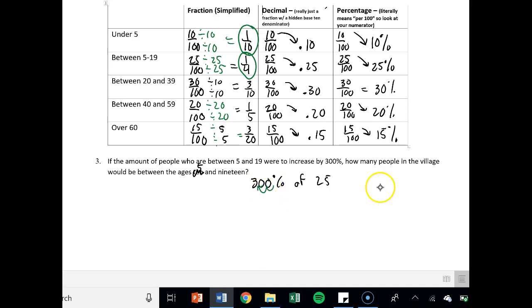So we're really just saying what's 25 times 3. And that makes sense because our number should be bigger, more than 25 people, because I'm taking 300% of it, right? This is 15 carry 1, that's 75 people. All right, so that's your answer.